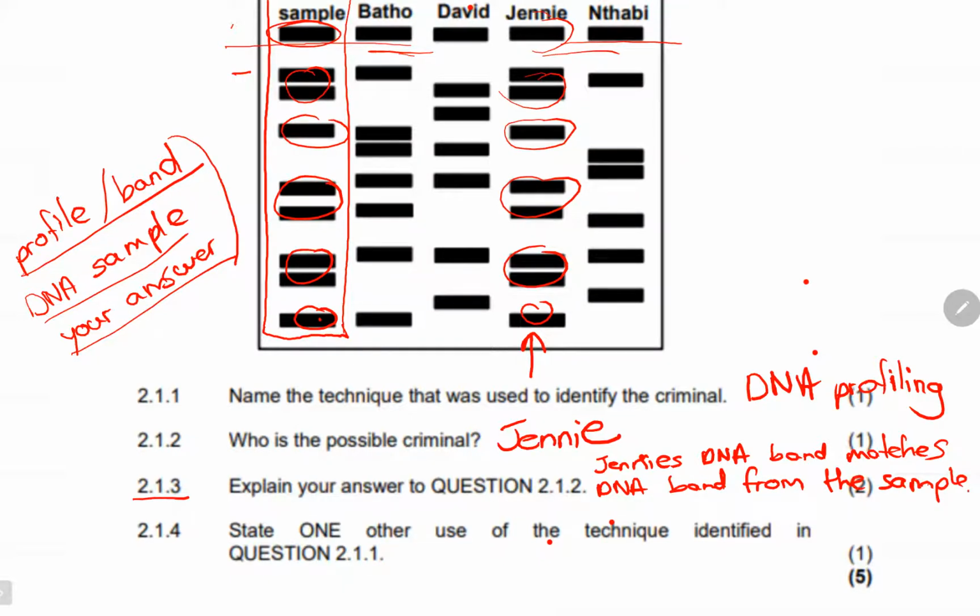2.1.4, state one other use of a technique identified in question 2.1.1. So the technique we identified is DNA profiling or DNA fingerprinting. Now here's quite a few techniques that we can use. Remember my tip in lesson 1 on answering questions. Make sure you look at the mark allocation. Do not waste your time giving more than one answer when the mark allocation is only one mark.